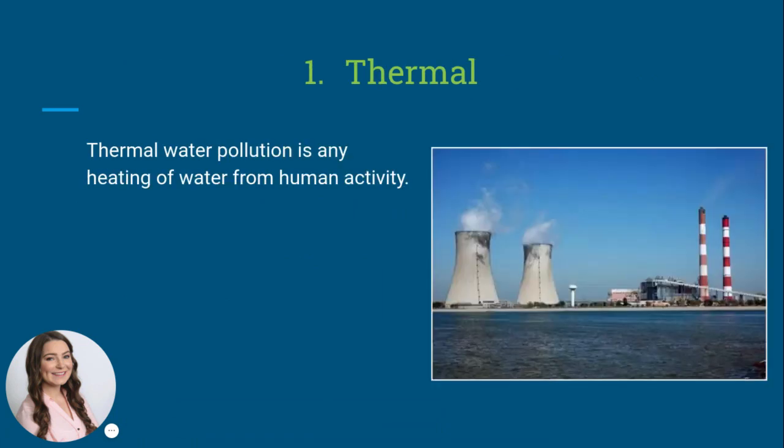To begin, thermal. Thermal water pollution is any heating of water from human activity. For example, water is a great thermal insulator. It holds heat energy very well and can remove it from a system easily. So it is used as a coolant in many factories and power plants. If the water is run over a hot machine, the heat will transfer from the machine to the water. Recall from our energy and heat unit, heat transfers from hot to cold. This is considered pollution because warm water has less oxygen for animals that live in water to breathe. Therefore, it is harmful to the organisms that live in water.